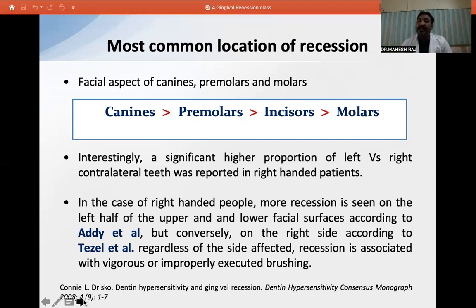Interestingly, a significantly higher proportion of left versus right contralateral teeth were reported affected. If the patient brushes right-handed, mostly the left side will be affected by the recession. In the case of right-handed people, more recession is seen on the left half of the upper and lower facial surface according to Adiata, but conversely on the right side according to Tesserator. Regardless of the side affected, recession is associated with vigorous or improperly executed brushing.